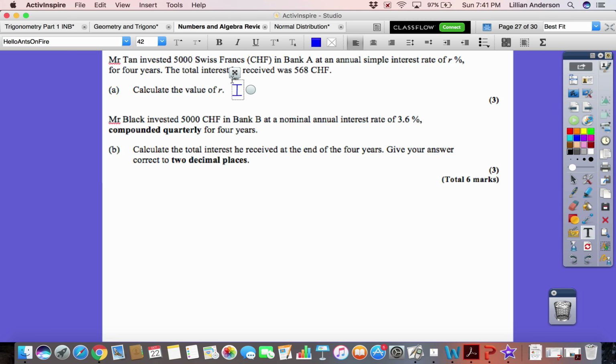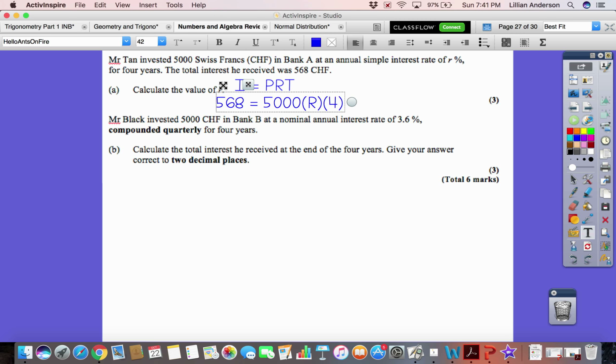That was the one formula that I said you guys have got to remember. Simple interest is I equals PRT, where I is the interest, P is how much they started with, R is the rate, and T was the time. And it gave you everything. It gave you the interest he received, which was 568. That should have went in for I. It gave you the principal, how much you started with. It said he invested 5,000 francs. That should have been your P. Your R was what you were looking for because it asked you to find the value of R, which was your rate, and your T was 4 years. Okay, simple as that. All right, you had to plug all that in.